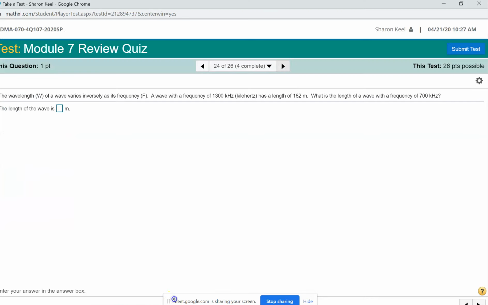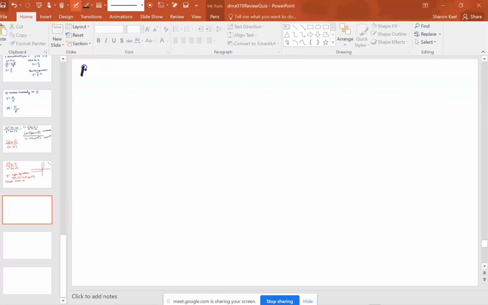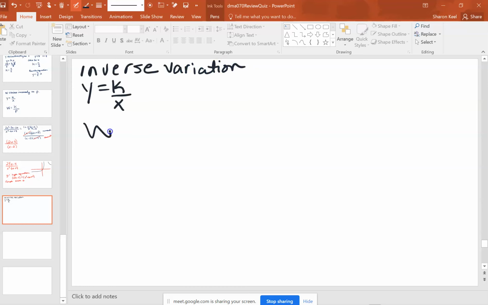For this problem, the wavelength of a wave varies inversely as its frequency. So we have an inverse variation. That would be y equals k over x, inverse variation. But they're not using x and y, they're using wavelength and frequency. So we're going to write wavelength equals k over f. That's the first thing we do.